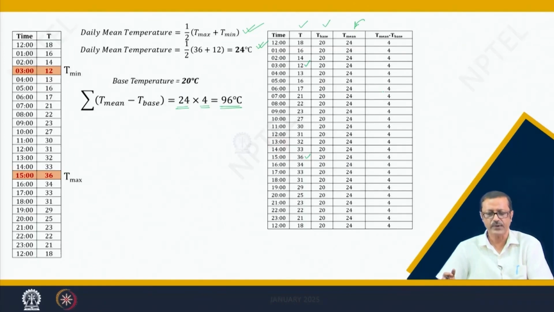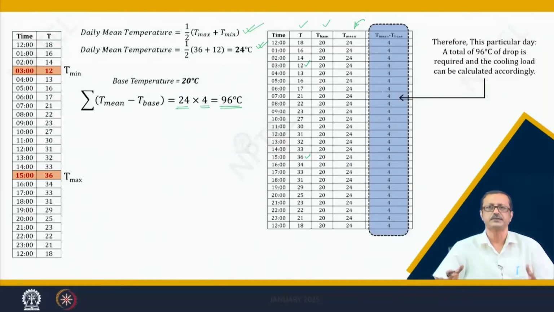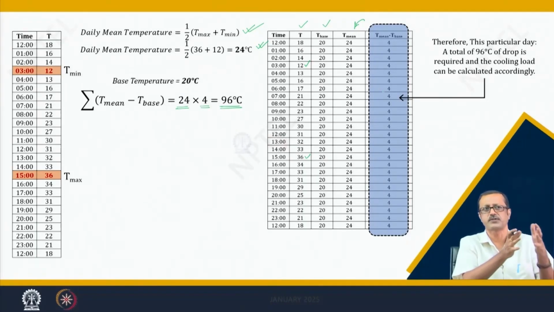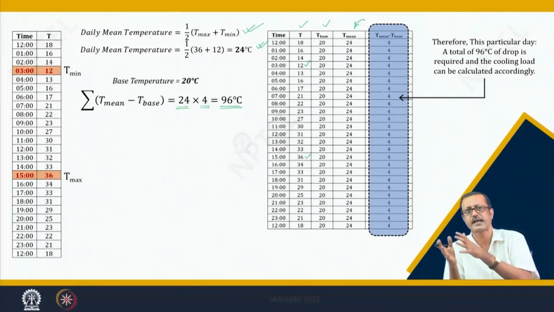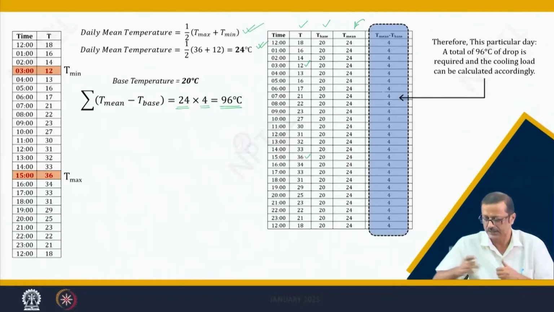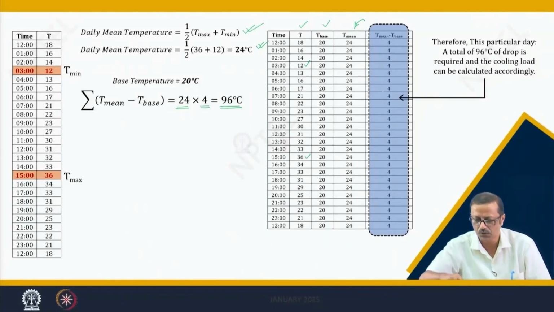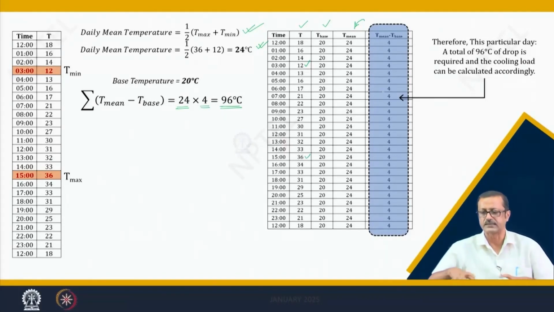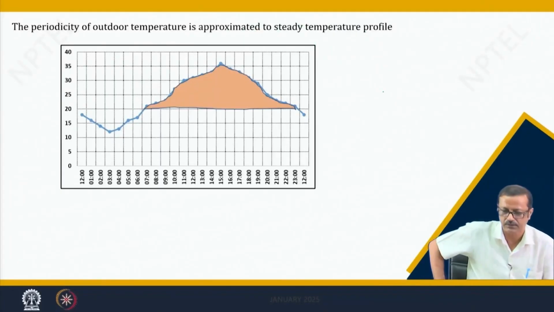So, from the weather data I can convert to how many degrees of temperature I need for cooling per day. And if I know the OHGC, the overall heat gain coefficient, I can multiply by that and find the daily cooling load. So, this blue portion, the 4 degree drop, and the summation of that is your 96 degrees total for that particular day.